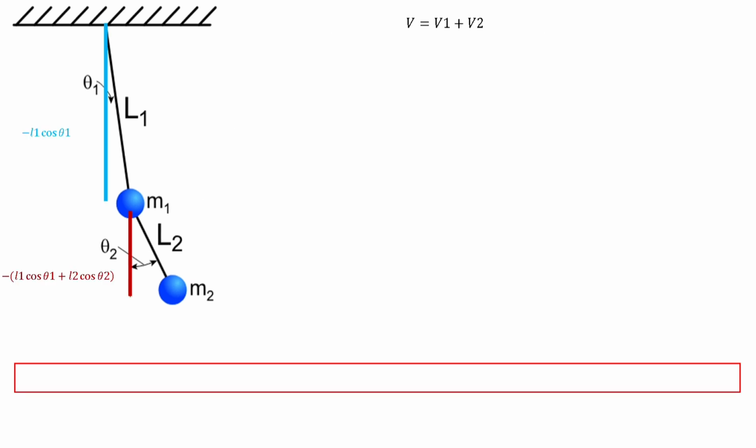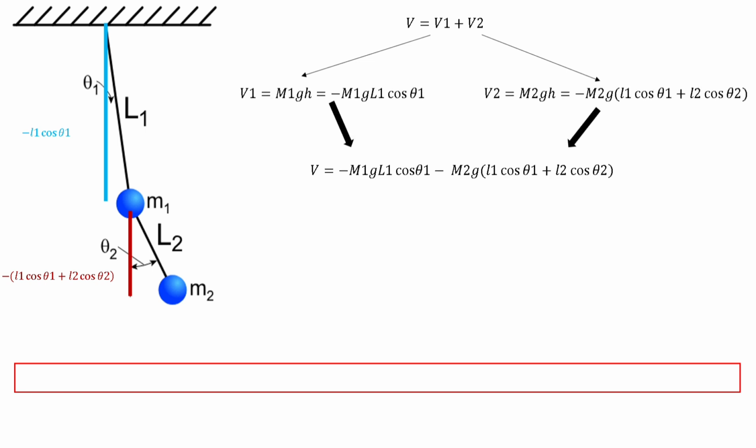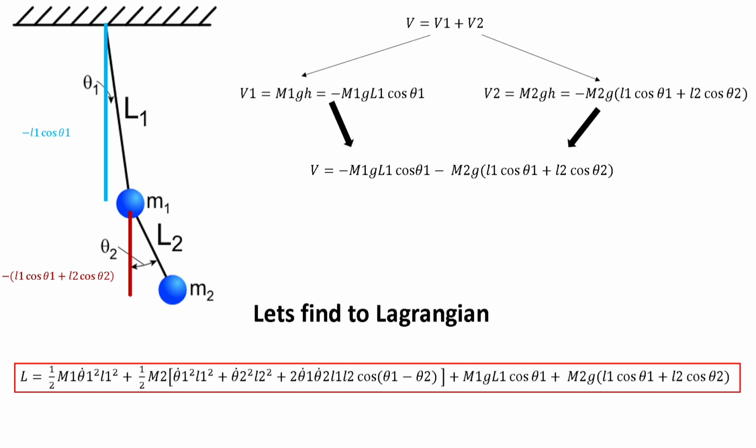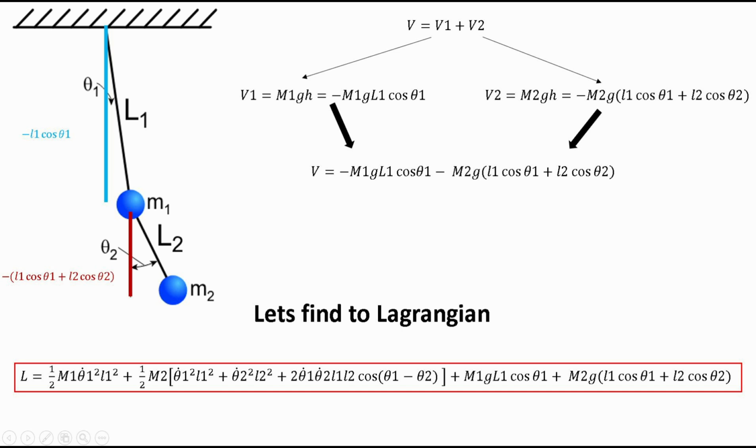Now let's find the potential energy. The projections of the two triangles in this case will be equal to minus L1 cosine theta 1, and minus L1 cosine theta 1 plus L2 cosine theta 2. And after that, the Lagrangian will look like this.